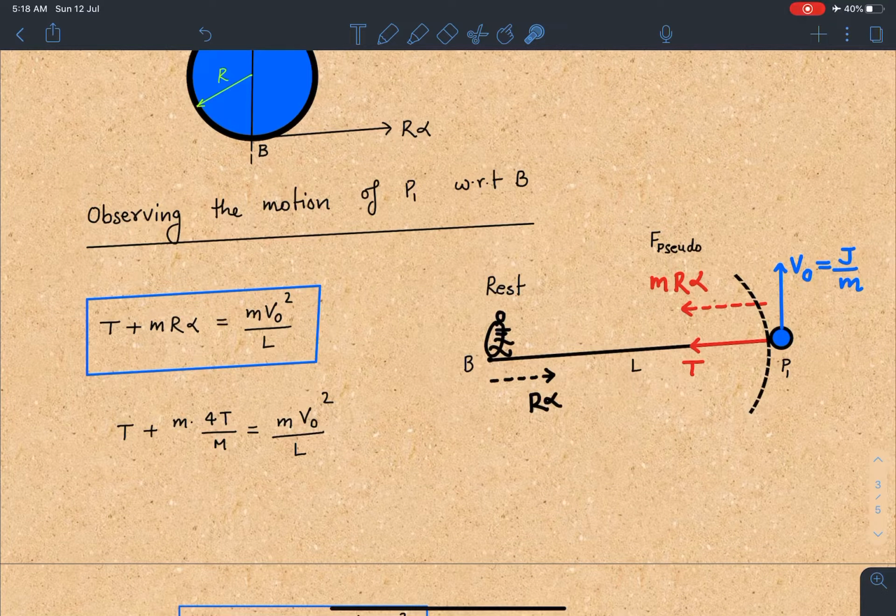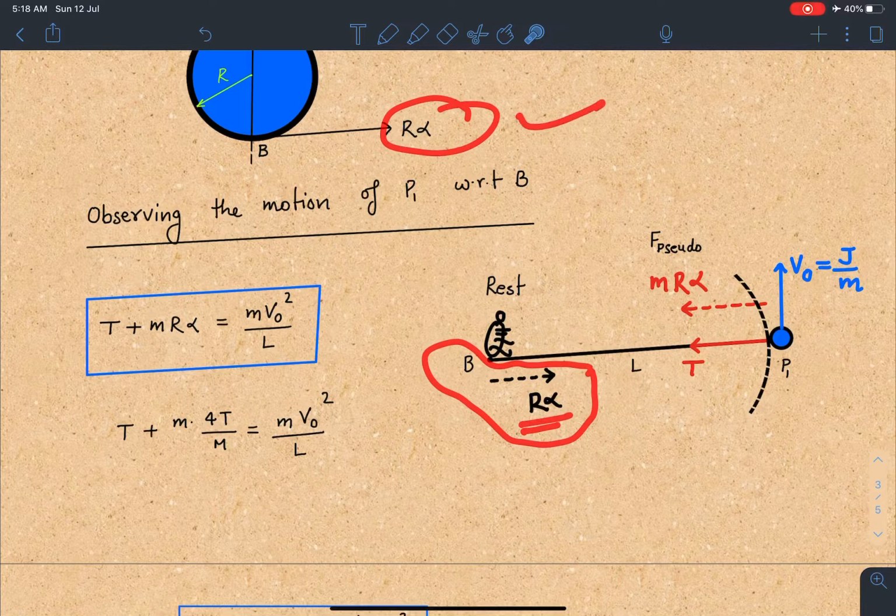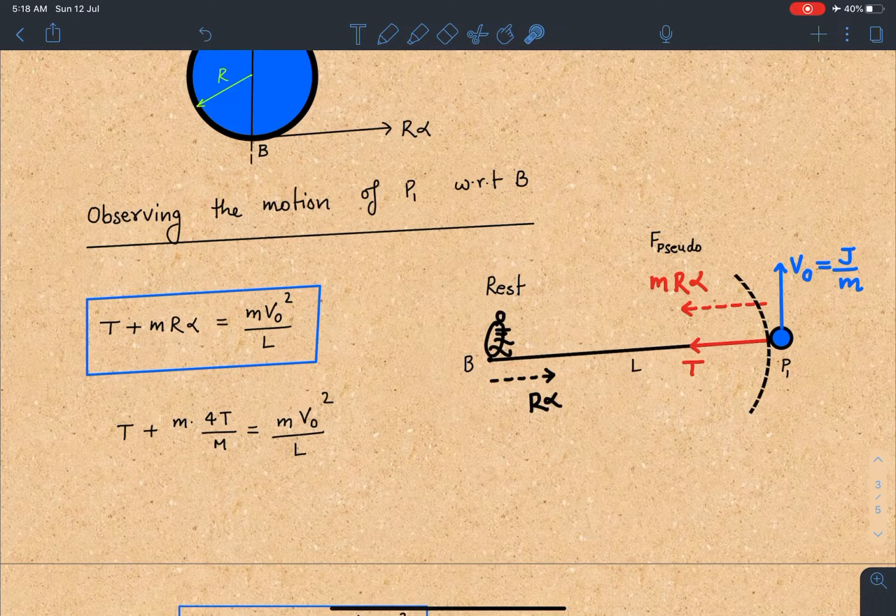So we will try to draw the free body diagram of it. But what you have to remember is point B is an accelerated point having acceleration of r alpha. So here, when we are observing, the forces acting on this particle will be the tension T. Another part will be the pseudo force, because we are writing this force equation from an accelerated frame. So pseudo force value will be mass of the particle multiplied by acceleration of this moving frame, and its direction will be opposite to that. So as you can see here, this will be the direction.